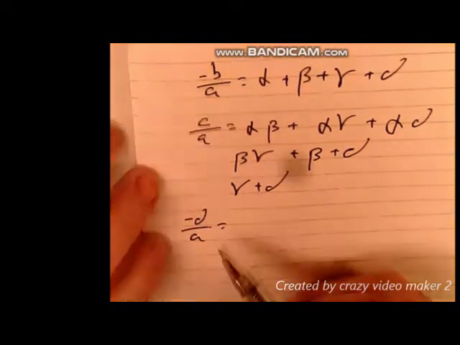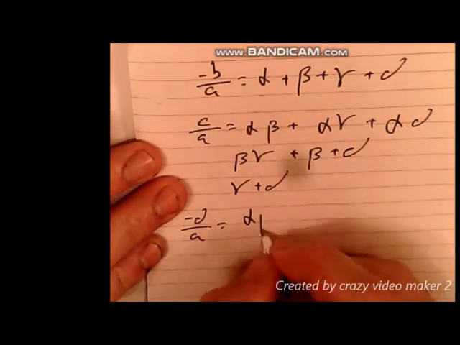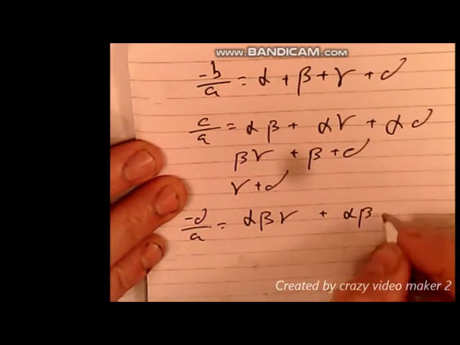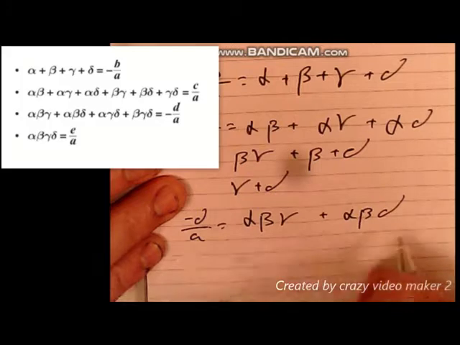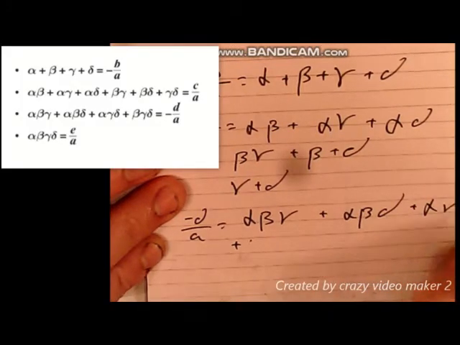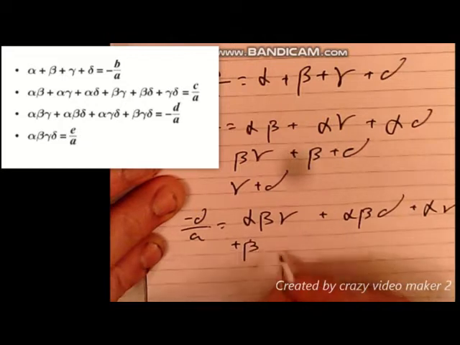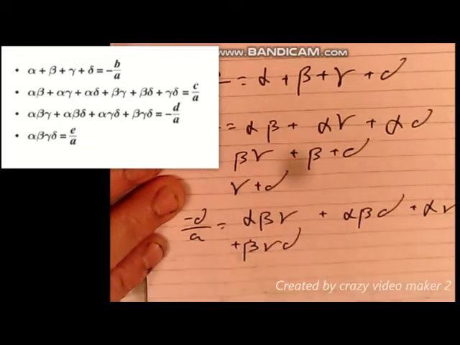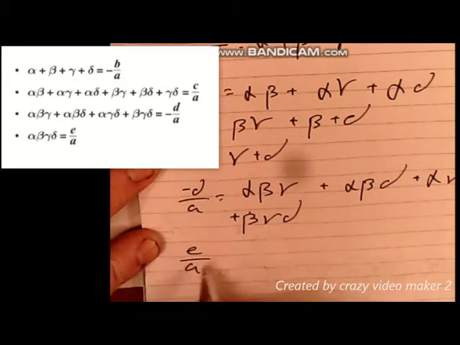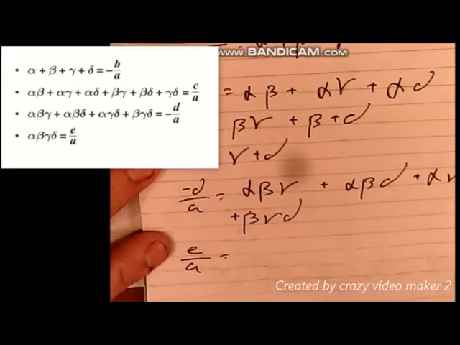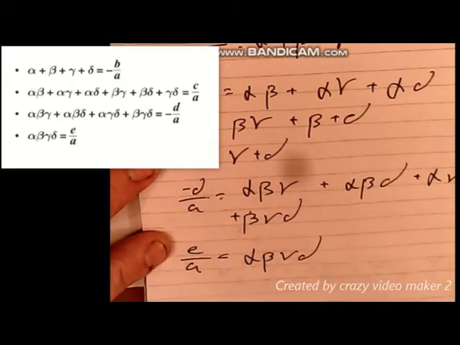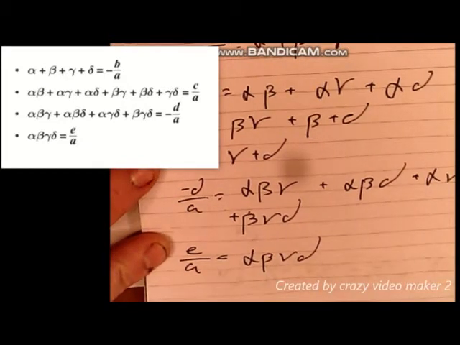So that's the 1s, that's the 2s, it's got to be the 3s, which is alpha, beta, gamma, plus alpha, beta, delta, plus alpha, gamma, delta, and I've got beta, gamma, delta. I'm going to do e over a, and there's no minus, and that's 3, so it's got to be the 4s, which is alpha, beta, gamma, and delta, and there's no other situation I can do from that.